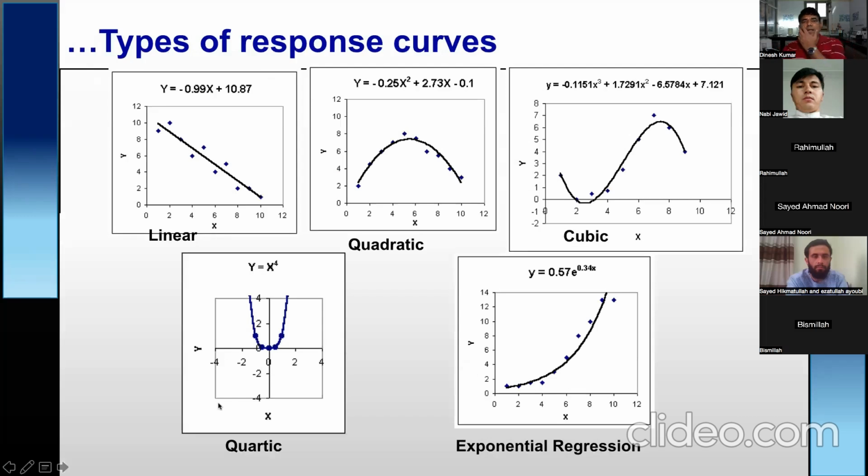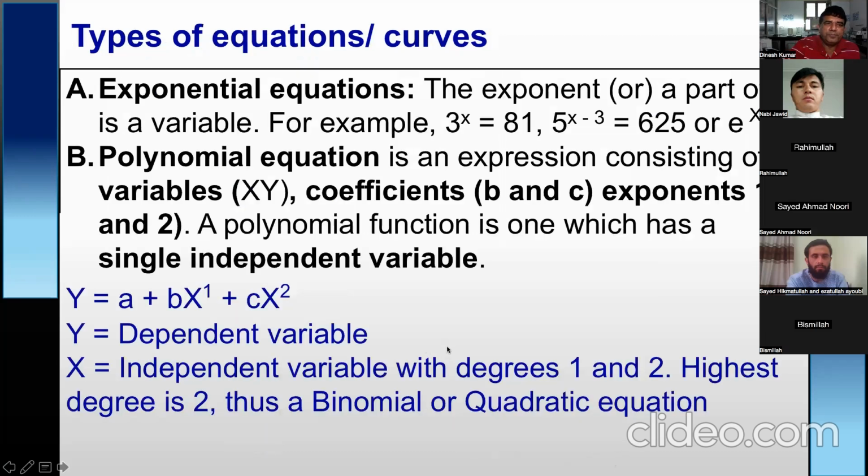Now you can see the types of response curve. Here linear is a straight line, and it is a negative correlation. This is a quadratic kind of structure. This is cubic. The line is like this, and then quartic, and then exponential regression. So these are different shapes of the curves.